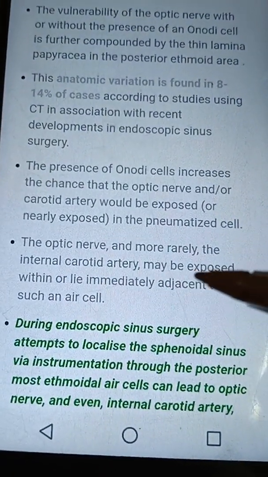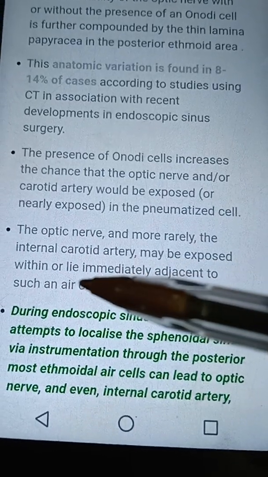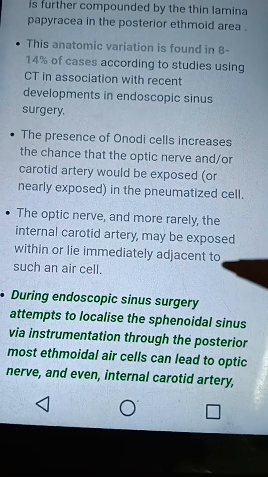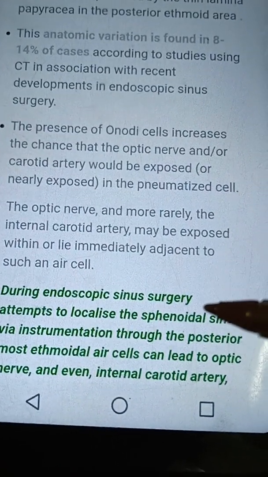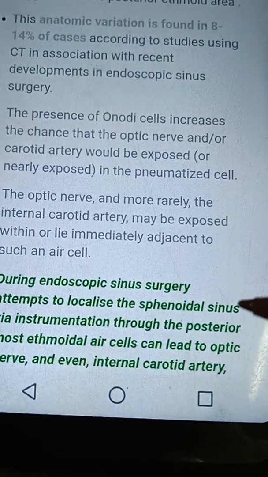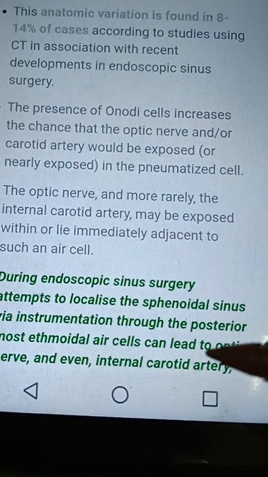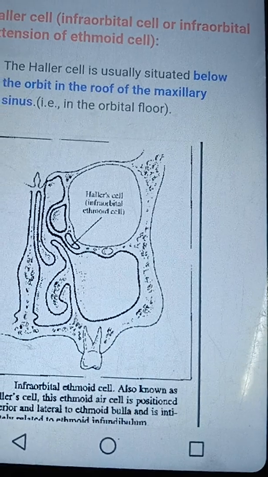The optic nerve and, more rarely, the internal carotid artery may be exposed within or lie immediately adjacent to such a cell, and therefore during endoscopic sinus surgery, attempts to localize the sphenoid sinus via instrumentation through the posterior ethmoidal cells can lead to optic nerve and even internal carotid artery damage.